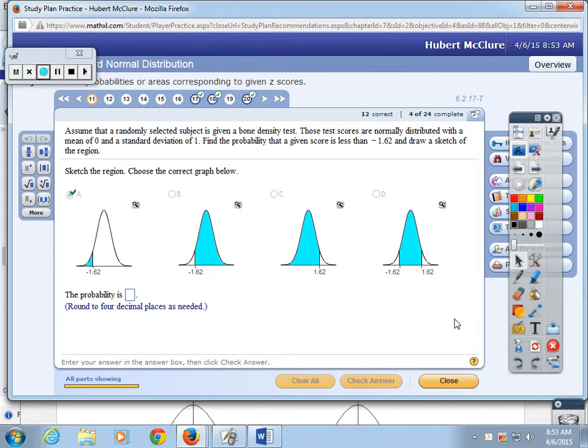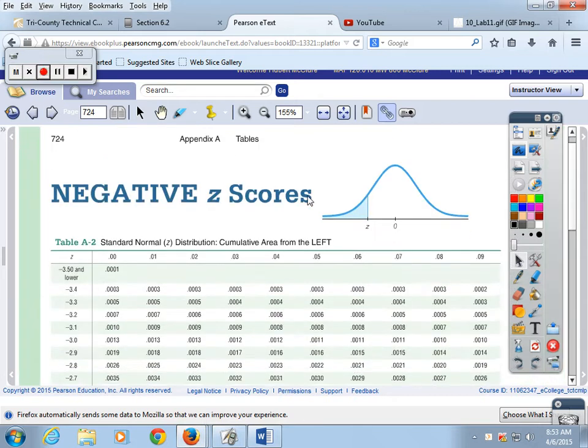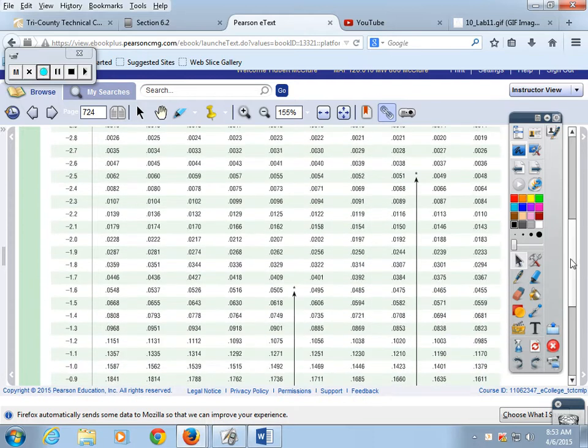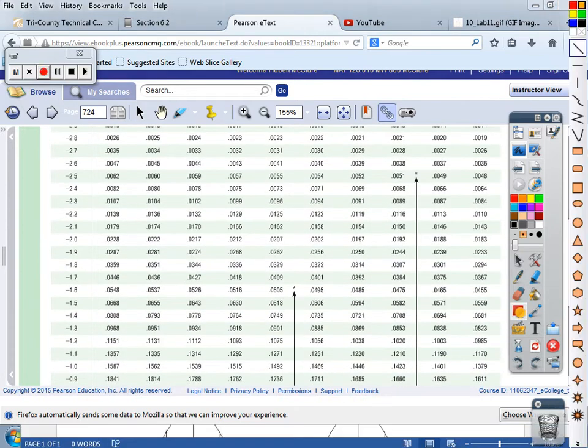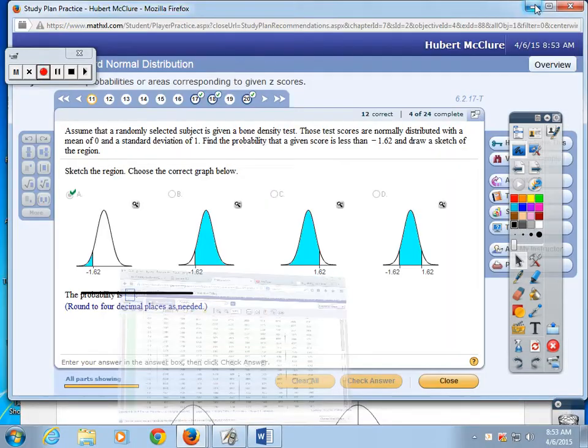Now you want to find the probability. Well, you go to your handy dandy negative table and you pull up negative 1.62. So you take your handy dandy line maker. So there's negative 1.62 right there. And what is that? 0.0526.